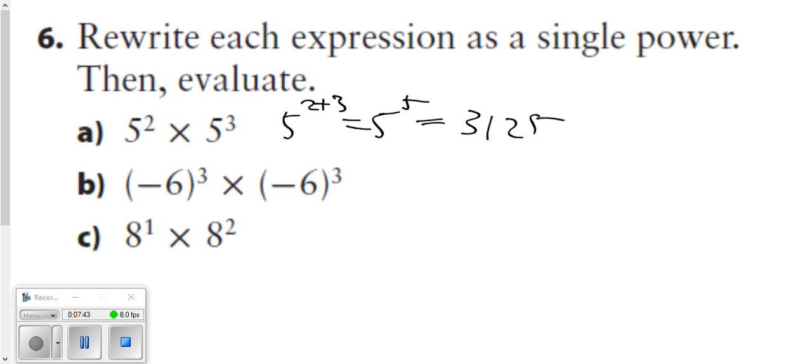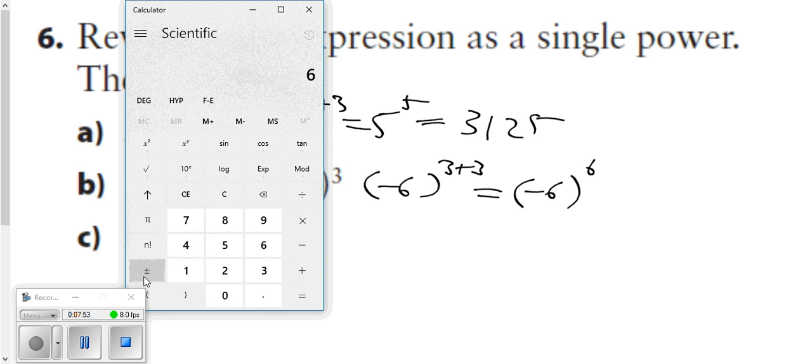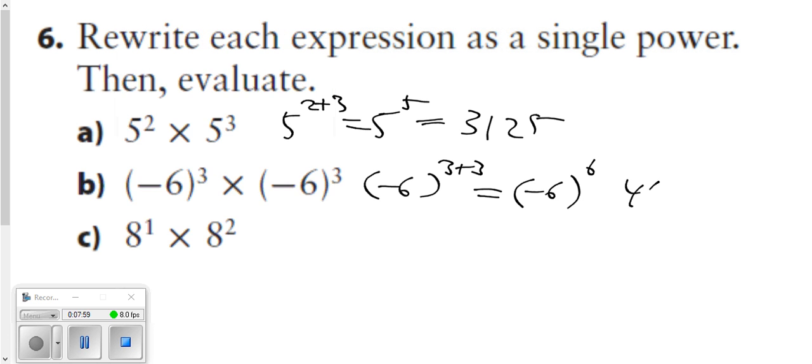Here we're going to keep our base at negative 6 and add the exponents. Negative 6, in brackets, to the exponent of 6. The standard form is 46,656. Finally, keep the base and add your exponents here. You're going to get 8 to the exponent of 3, which is 64 times 8.